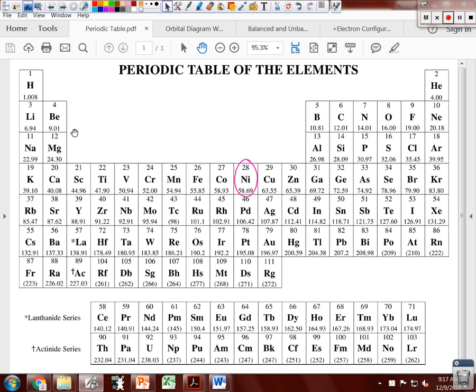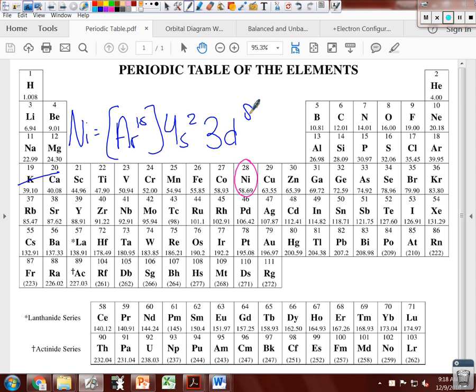All right, so we've got nickel. What's the previous noble gas to nickel? Okay, so we've got AR, which is 18. And then after AR is 19, and that's going to be 4S2. And then that takes care of those. And then getting in here, we've got 3D, and it should be 8.